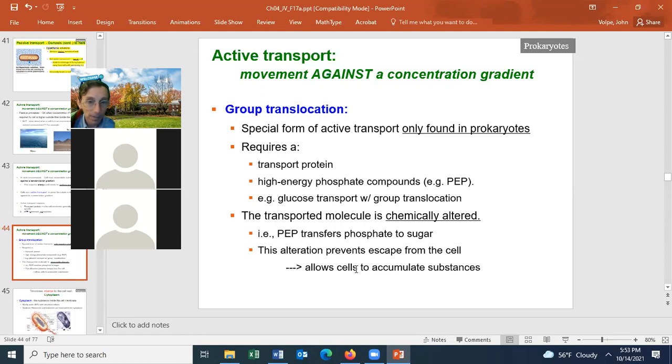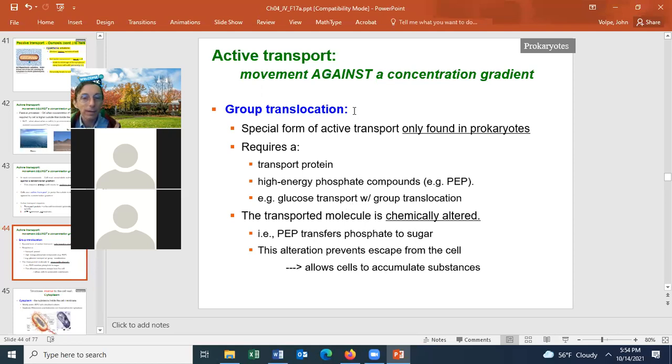For example, when glucose is moved into the cell by group translocation, the glucose gets a phosphate molecule transferred onto it. And so instead of moving into the cell as glucose, it'll move into the cell as glucose 6-phosphate. Glucose is chemically altered in the process of group translocation. Why do bacteria do this?